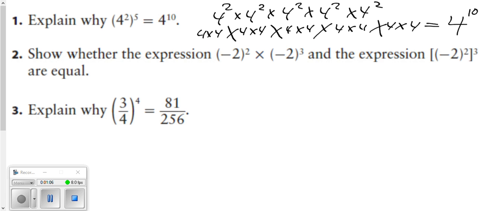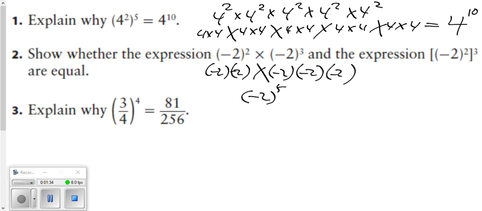Question two says, show whether the expression (−2)² × (−2)³ is equal to (−2)². So if you think about this, this would be negative 2 multiplied by itself twice, multiplied by negative 2 multiplied by itself 3 times. Together, that would be 6 negative 2s.